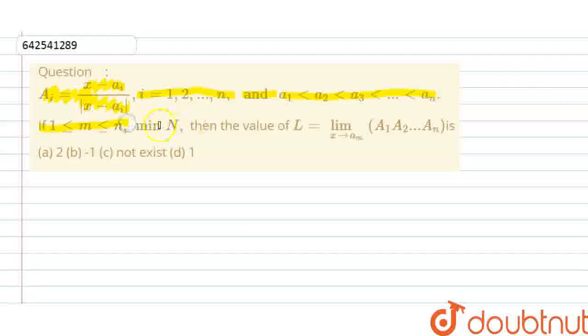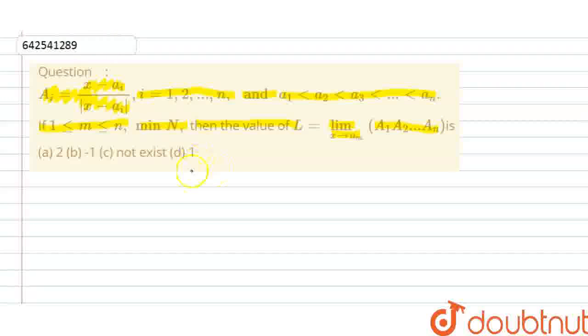Now we are given that if 1 is less than or equal to m is less than or equal to n, then the value of L is equal to, we have to find this limit, that is limit x approaches to am, of a1, a2, a3, and this up to an. We're having 4 options. We have to calculate the answer and then take which of the following option is the correct option.